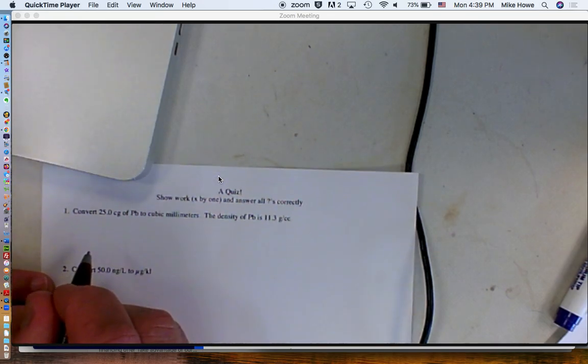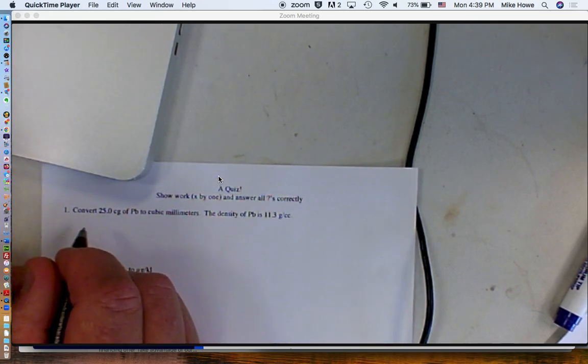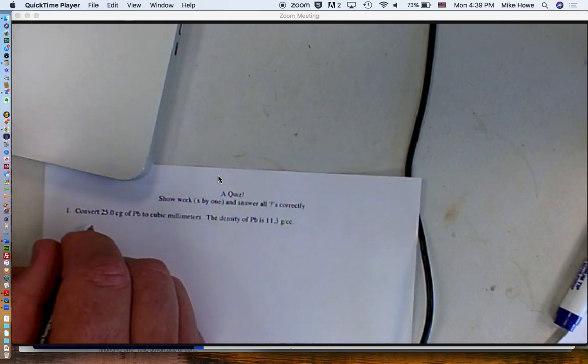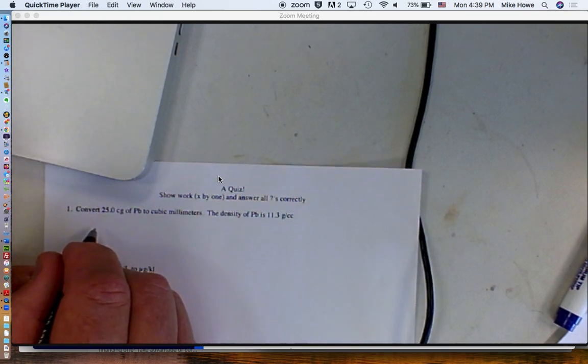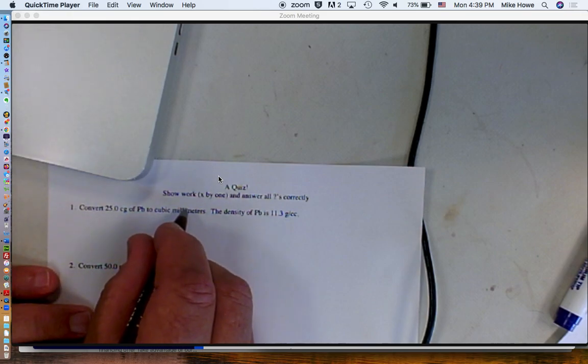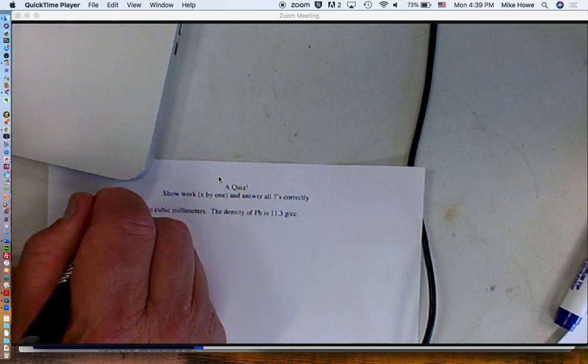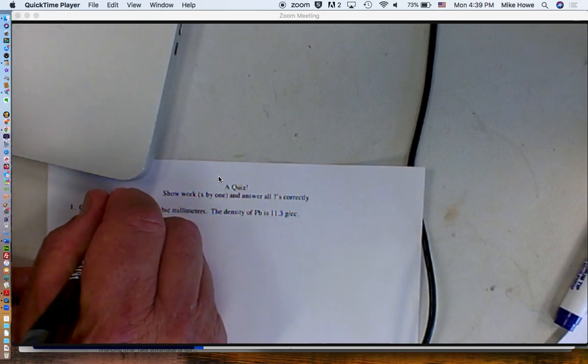This is an overview of the quiz that was in class today. This is Monday, September 11th, 2023. So we had 25 centigrams of lead. We wanted to change to cubic millimeters. Notice that centigrams measure mass.